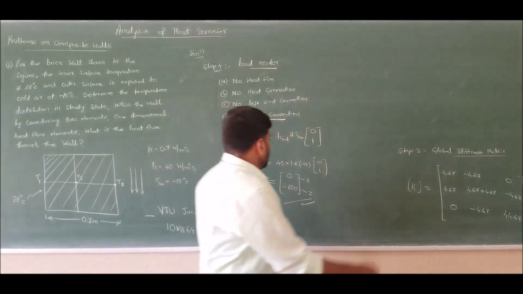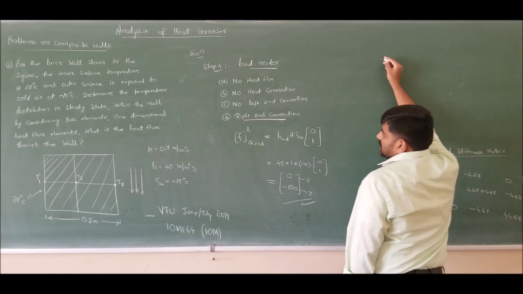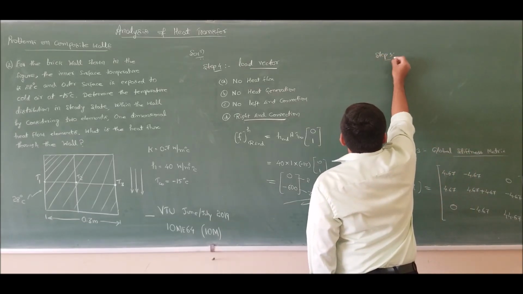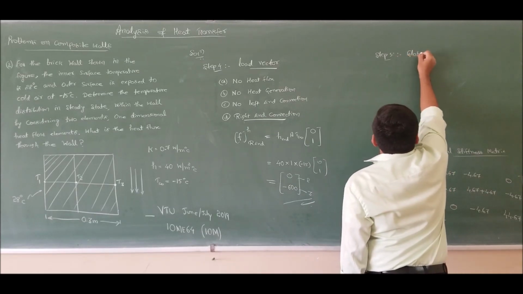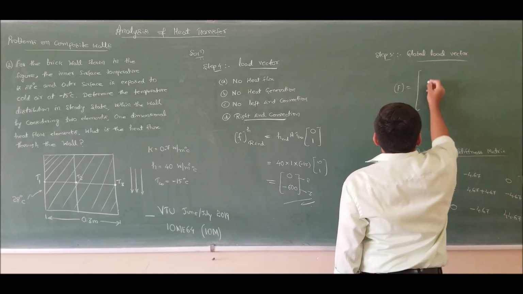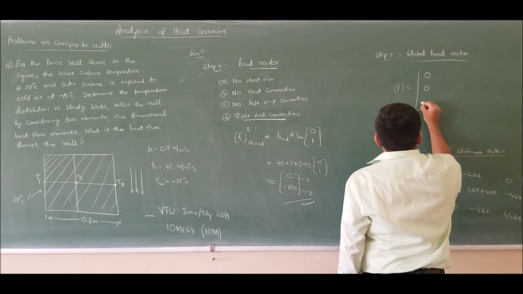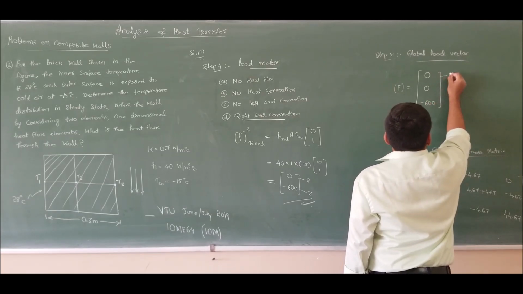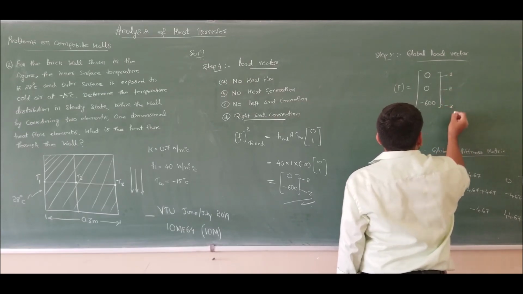So now the global load vector for this problem will be the same as the element load vector, because for element 1 we don't have any loads. Therefore the global load vector F is equal to: at node 1 we don't have any load, at node 2 we don't have any load, at node 3 we have a load of 600. This is at node 1, this is at node 2 and this is at node number 3.